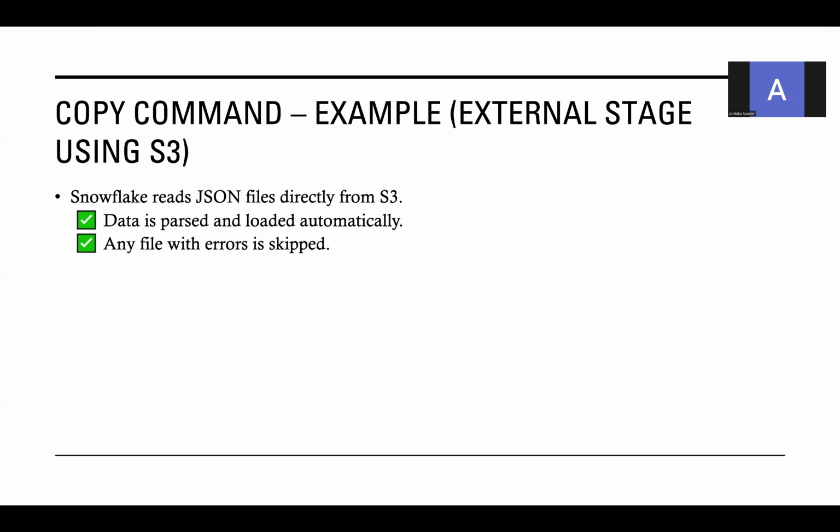So this is the way you are going to load the data using the copy command from the external stage. Copy command example, external stage using the S3. Snowflake reads JSON files directly from S3. Data is parsed and loaded automatically. Any files with error will be skipped. So what are the conditions? Snowflake reads the JSON files directly from the S3 bucket. Data is parsed and loaded automatically, because it is JSON data. Any files with error will be skipped.